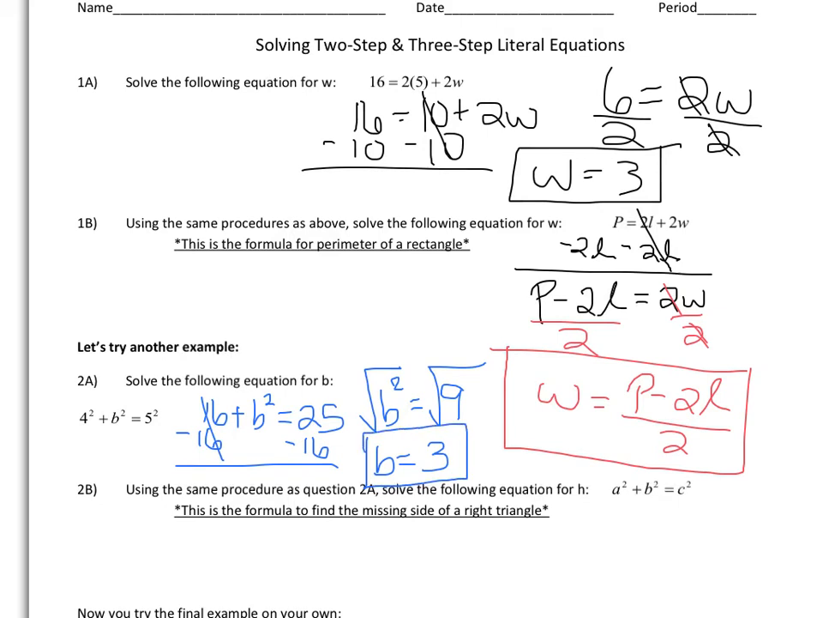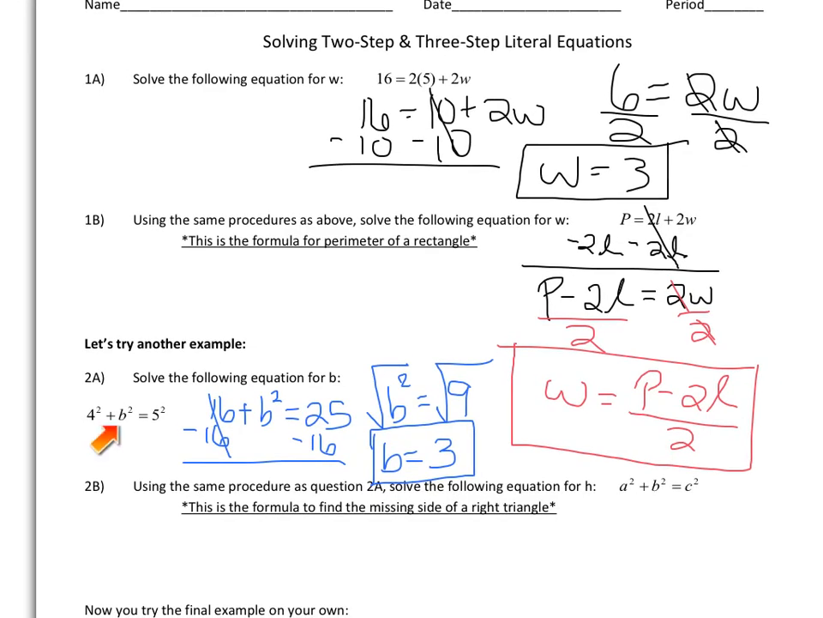I'm going to use the same procedure as I just did for this problem to solve 2b. And this time I'm going to solve for letter, oh, it says solve it for h, so let's solve it for b. That's my mistake there, so let's change that to a b. So to solve this, I'm going to start by subtracting the a squared, just like I subtracted the 16 earlier.